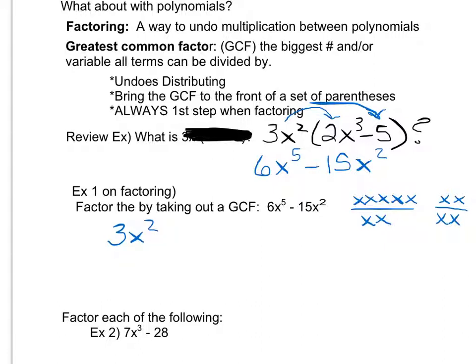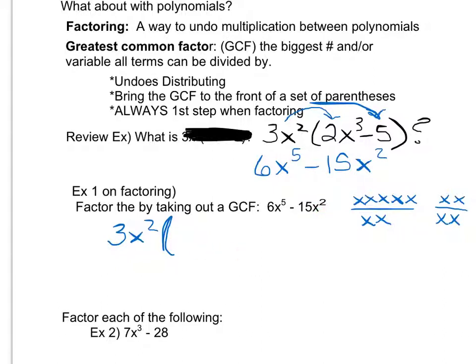Since factoring is a way to undo multiplication, or a way to undo distributing, when I distribute in, I multiplied. So now when I factor out, I'm going to divide. So I'm going to ask myself, what is 6x to the 5th divided by 3x squared? I'm going to put the answer to that inside a set of parentheses. In fact, I'm going to put the answer to that question as well as what is minus 15x squared divided by 3x squared into the same set of parentheses.